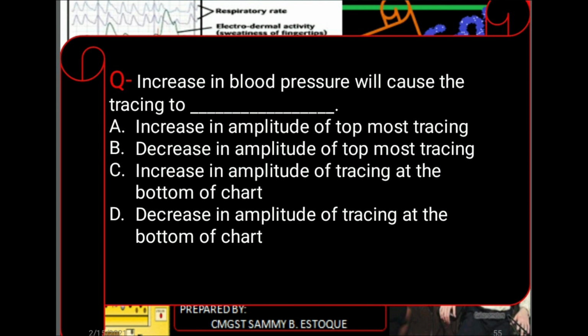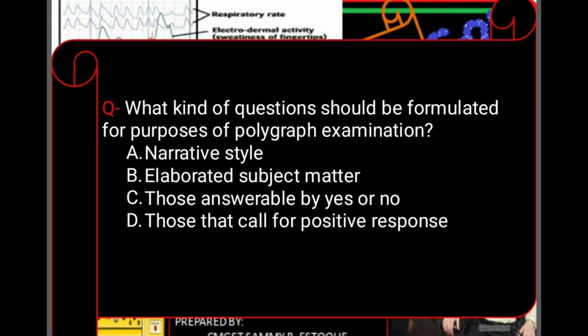No? Next question. What kind of questions should be formulated for purposes of polygraph examination? Letter A, narrative style, yung pong magsasalaysay ba yung pong subject. Bravo, elaborated subject matter. Okay, pwedeng magsalaysay at pwedeng dugtungan ang kanyang salaysay ng napakahabang statement. Charlie, those answerable by yes or no. And Delta, those that call for positive response lang. Okay? And the answer is, of course, Charlie.